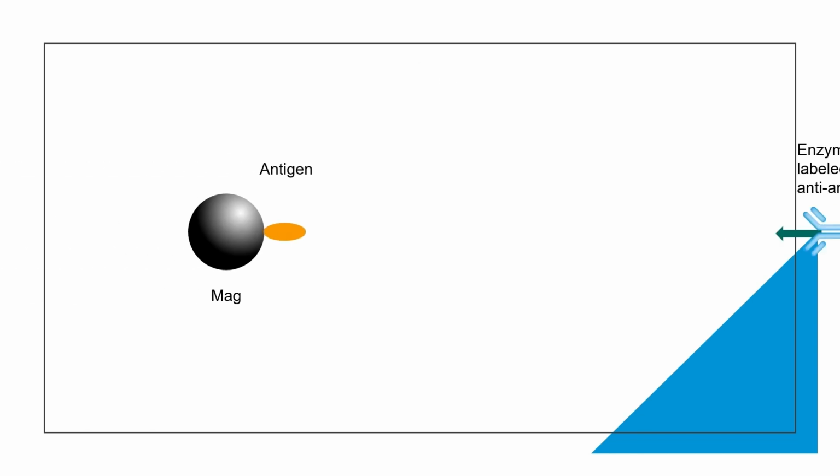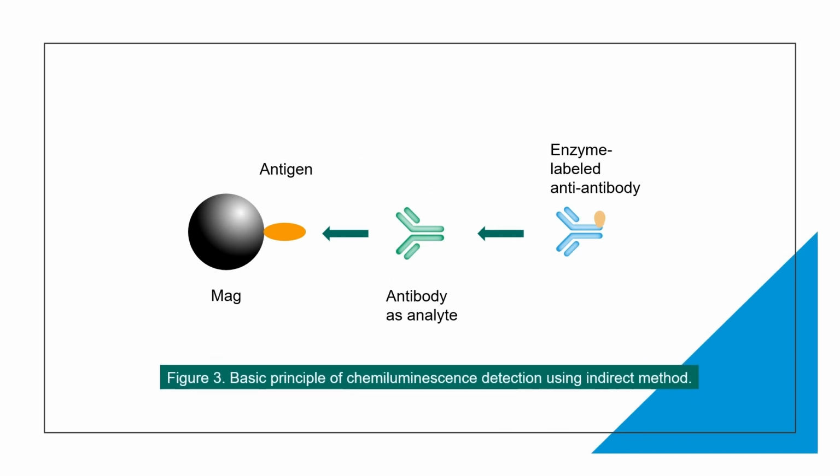The principle of chemiluminescence detection varies. First, the indirect method. The indirect method involves coating the antigen on magnetic beads and utilizing enzyme-labeled anti-antibodies to detect antibodies in samples. This approach is particularly suited to antibody detection. This method offers a convenient solution. By simply modifying the coating antigen, it is possible to detect a range of different analytes. However, the specific antibodies in the markers may compete with the antigens, potentially leading to false negative results.